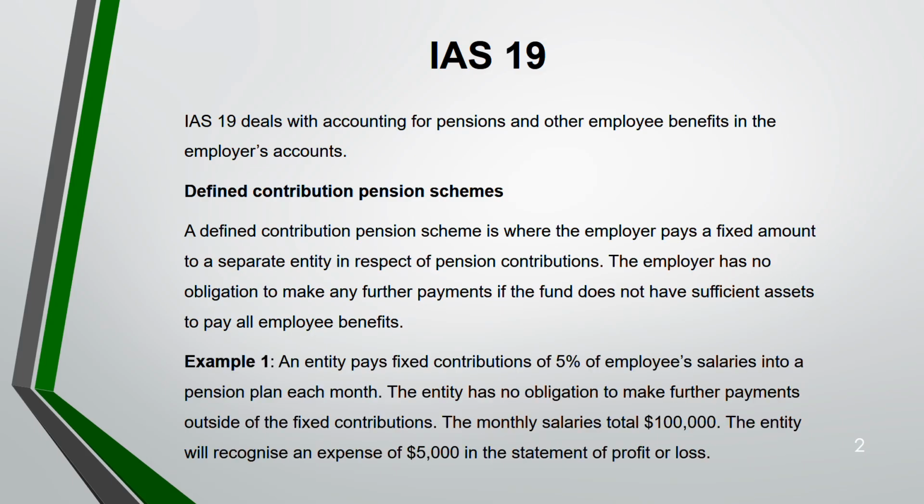Example 1. An entity is paying a fixed contribution of 5% of the employee's salary into the pension plan each month. So the entity has no obligation to make any further payment beyond this 5%. Let's say the monthly salary is 100,000. If you take 5% of 100,000, which is 5,000, the entity will recognize an expense of 5,000 in their statement of profit and loss.